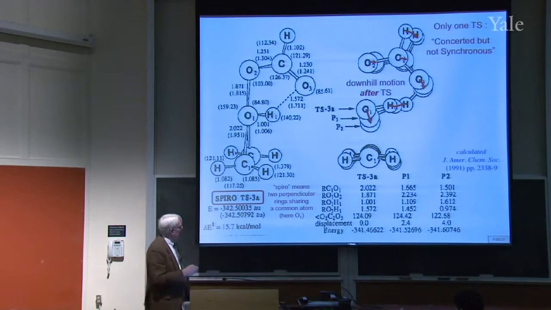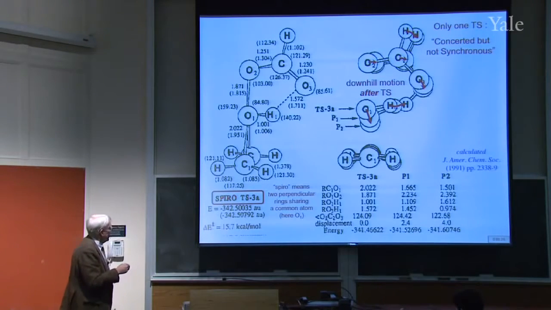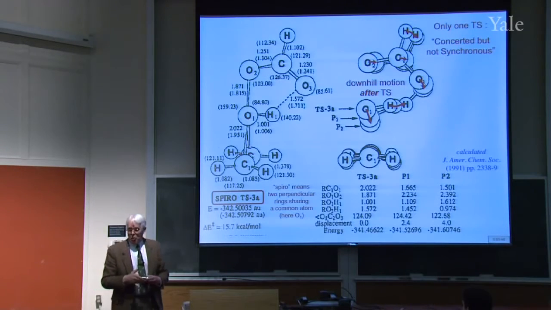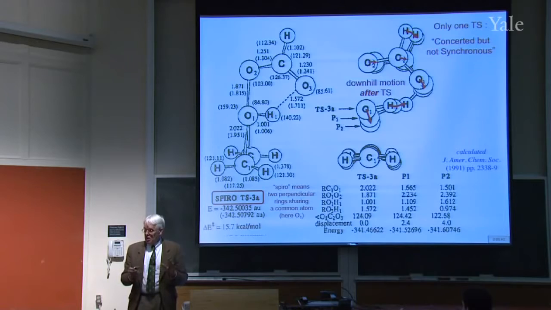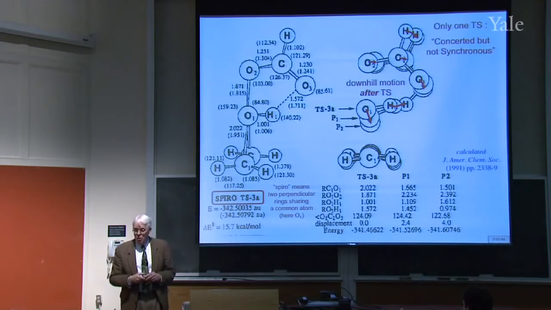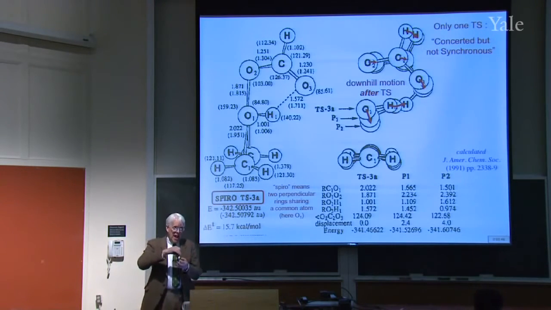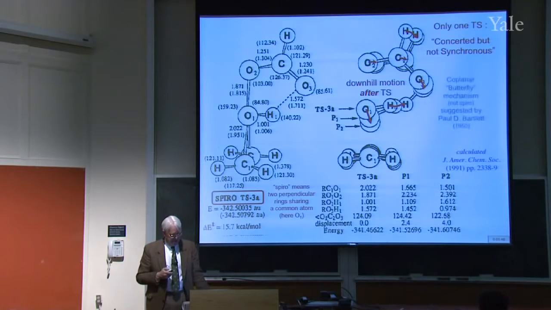Okay? Now, the name of this transition state is, they called it spiro transition state. Spiro means two perpendicular rings sharing a common atom. So here it's O1. Here's this 5-membered ring and a 3-membered ring, but they're perpendicular to one another. You see, they share an atom. That's what spiro means, to have two rings that are spiro. They share an atom and are perpendicular to one another.